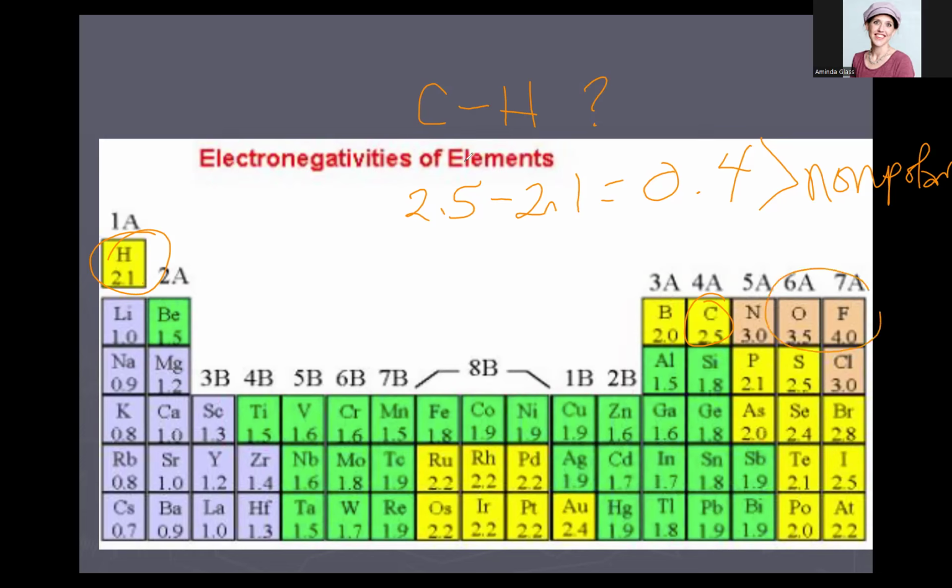Now, if we had an OF bond, that would be 4.0 minus 3.5, and that would give you 0.5. And that would be a polar covalent bond, because anything between 0.5 and 2 is polar covalent.